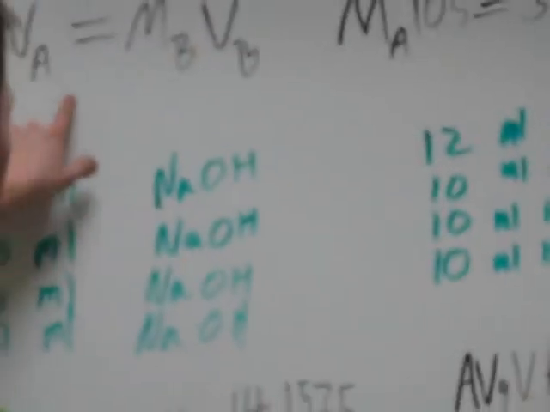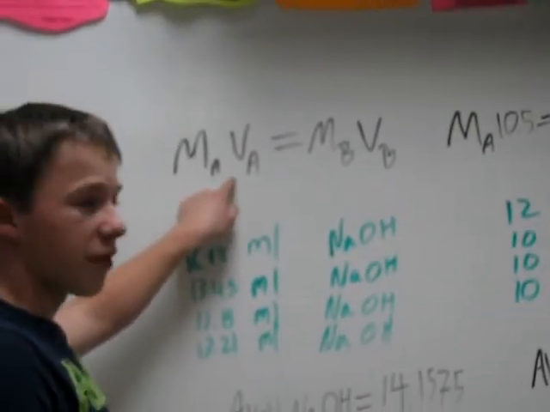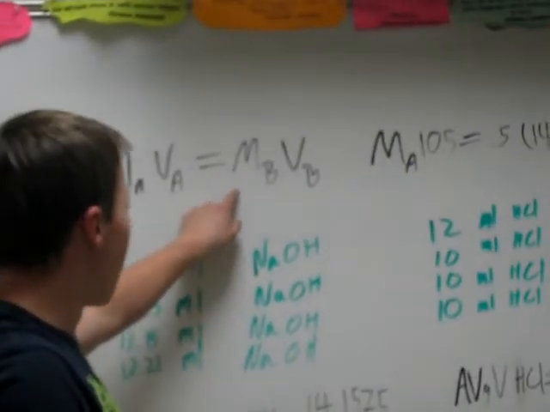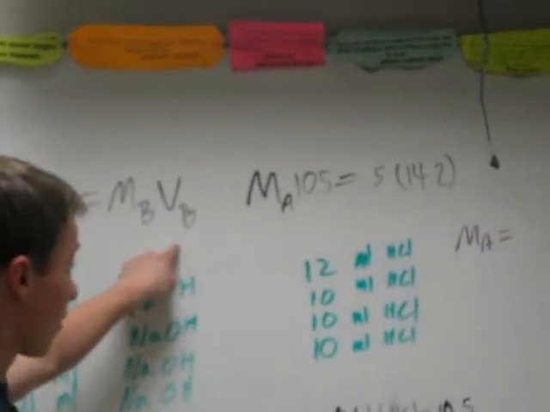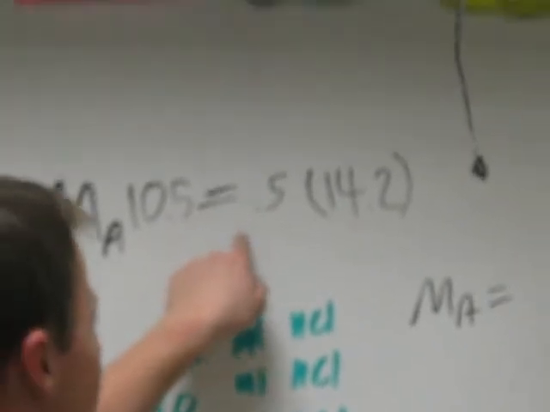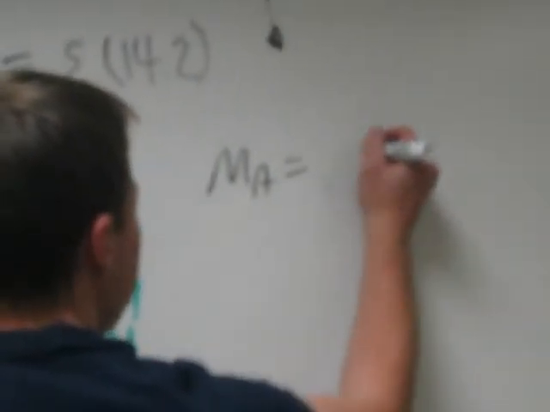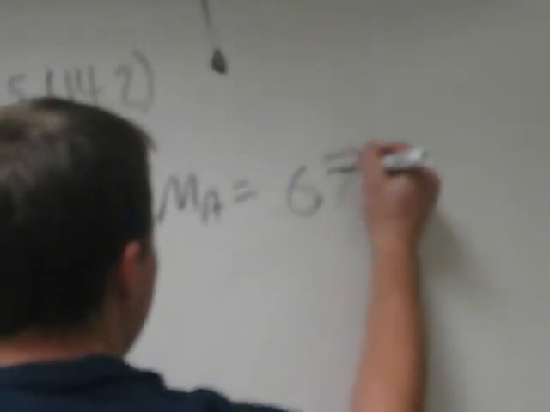Now what we do is we plug those numbers into our equation. Molarity of acid times volume of acid is equal to molarity of base times volume of base. We get molarity of acid times 10.5 is equal to 0.5 times 14.2. And when we solve for Ma, we get 0.676 for our molarity of acid.